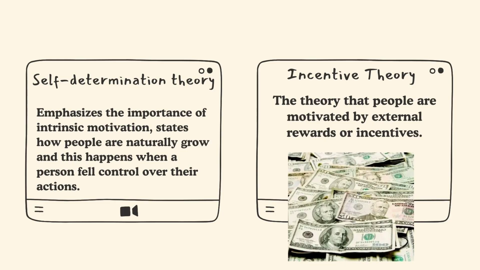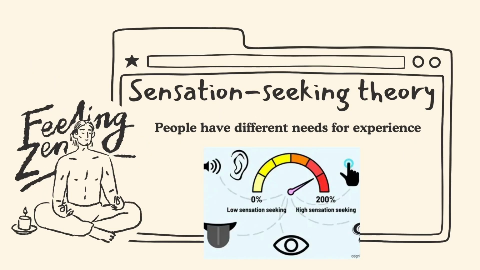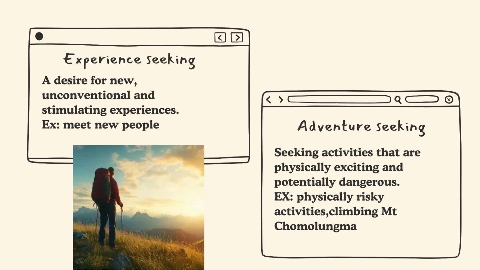Self-determination theory emphasizes the importance of intrinsic motivation. It states how people naturally grow, and this happens when a person feels control over their actions. Incentive theory is the theory that people are motivated by external reward or incentives, for example, money. Sensation seeking theory is that people have different needs for experience. There are different kinds of sensation seeking.